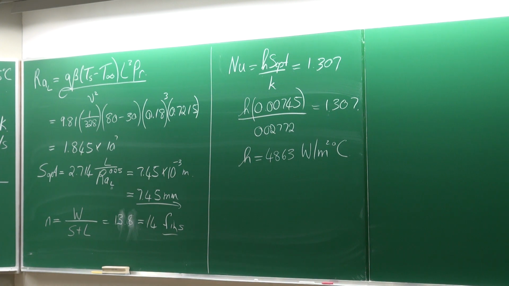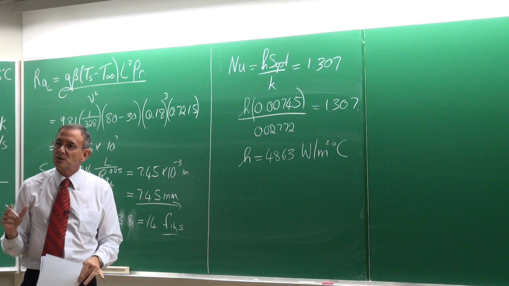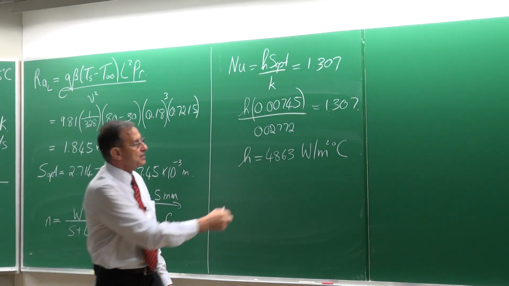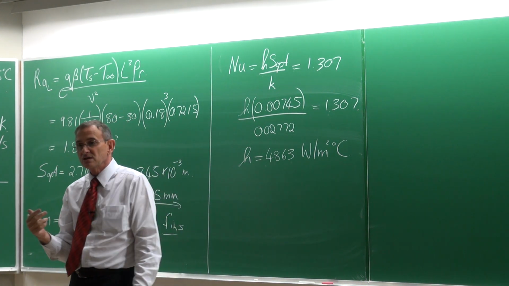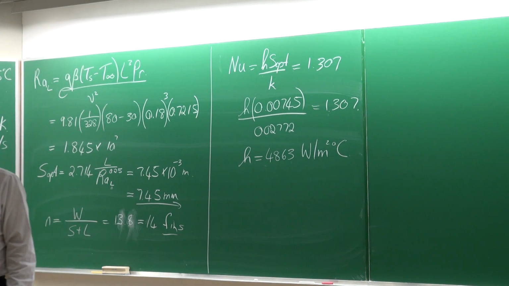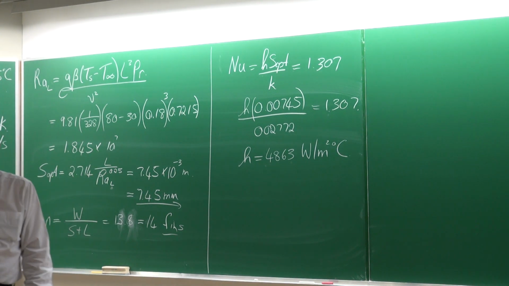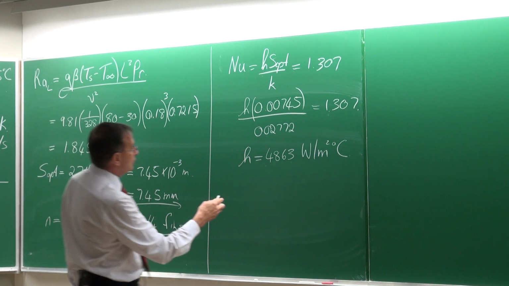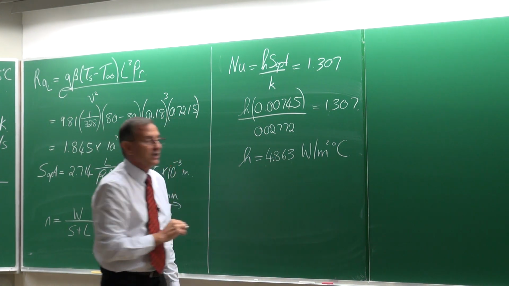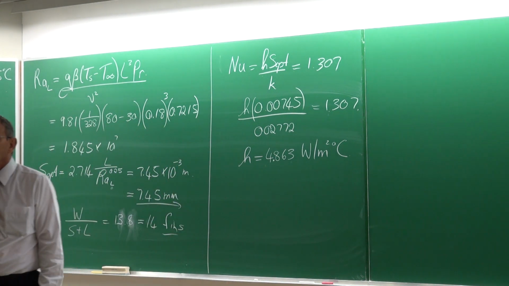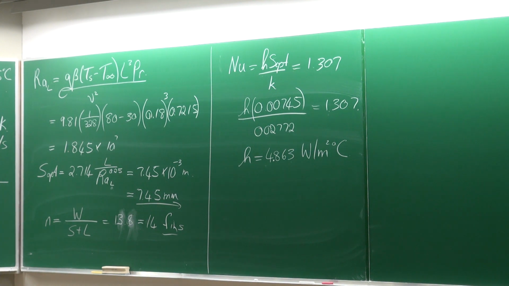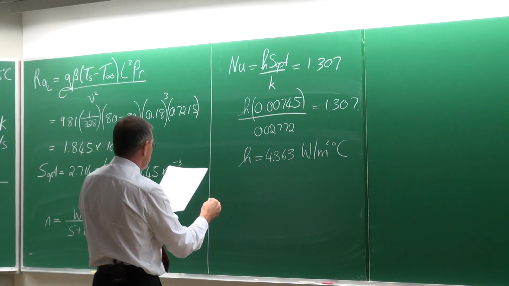I hope somebody realizes that something is wrong. What is wrong? With natural convection, we do not have heat transfer coefficients of order of magnitude of 1,000. It is order of magnitude of 10. So the correct value is actually 4.863. So if you've made this calculation and you would get 4,800, then immediately you should know it cannot be, I've made a mistake somewhere. So there's the heat transfer coefficient.